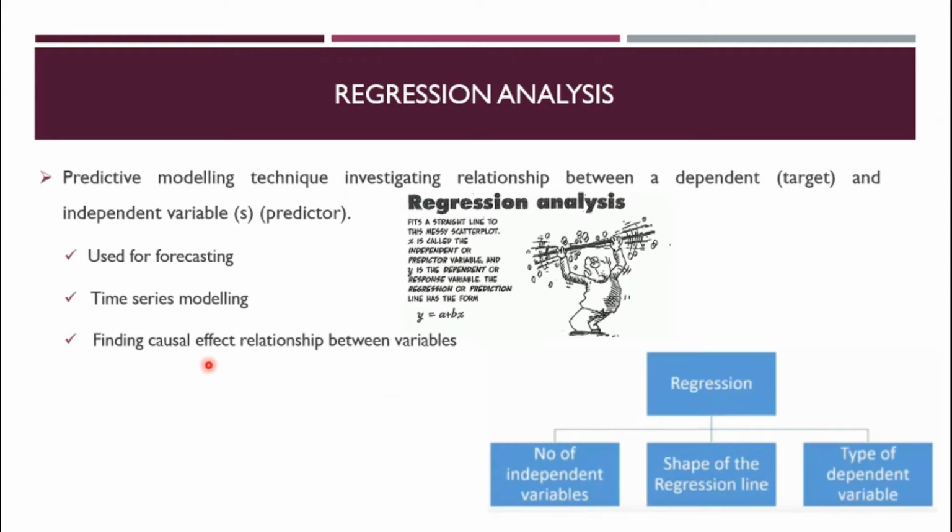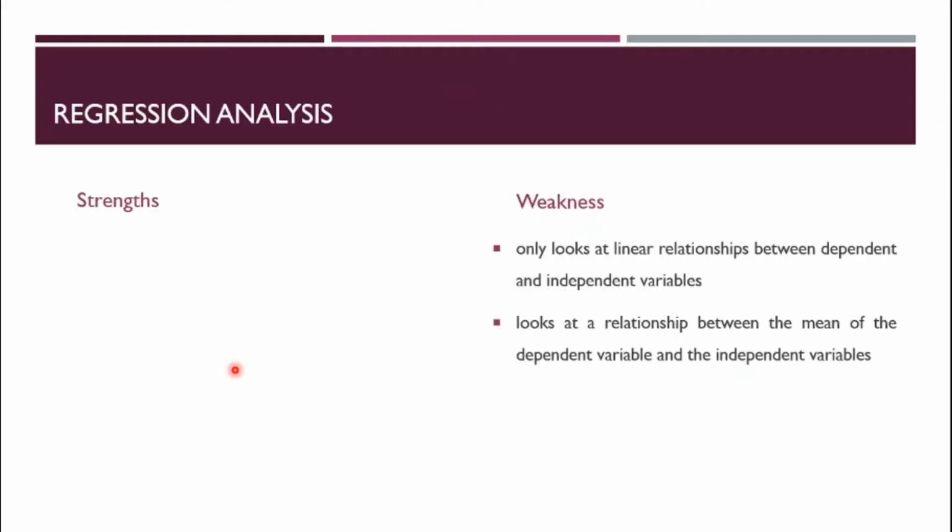It's used to find causal effect relationships between two variables. For example, the BMI matrix is a good example of regression analysis. It's used to find out that if a person weighs 80 kilos, how much height he should have, or for a person whose height is around, let's say, 160 to 180 centimeters, how much weight he should have. So BMI is a good example of regression analysis. Now, I couldn't find any strengths, but the weakness is that it only looks at the linear relationship between the dependent and independent variables, and looks at the mean of the dependent variable. They cannot discuss much about that.